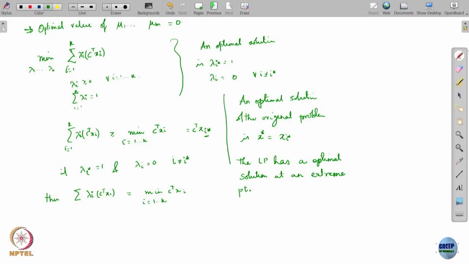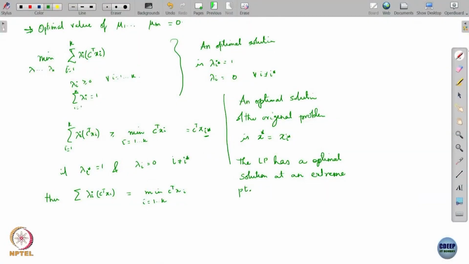Now, let us make a few other observations here. I just said that an optimal solution is this, lambda i star equals 1 and all the other lambdas equal to 0. Are there other optimal solutions? Yeah, precisely. So, there could be other optimal solutions.